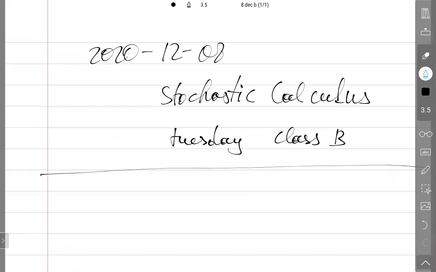Boris Borisovich, I have a question. How to find the covariance between a martingale and a stochastic integral? Should we transform the martingale into integral form and then find it? Yes, if it's possible.